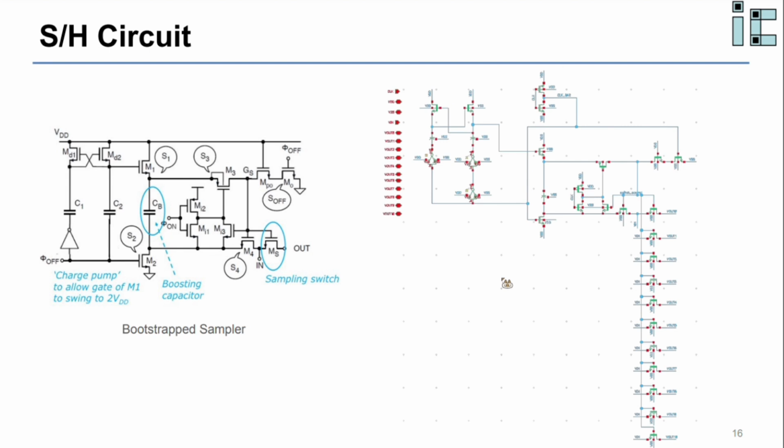The bootstrap sampler implements a charge pump, which allows the sampling switch gate to swing to 2 times VDD and ensures that Ron and charge injection have less dependence on Vin's value. So at logic high of 10 kHz, the circuit samples the input signal. At low, it holds the voltage in the capacitors of the CDAC for comparison.